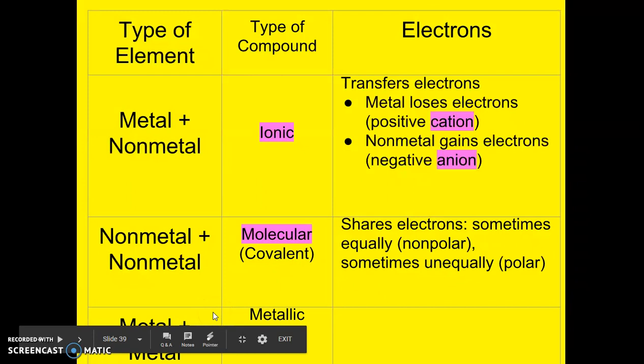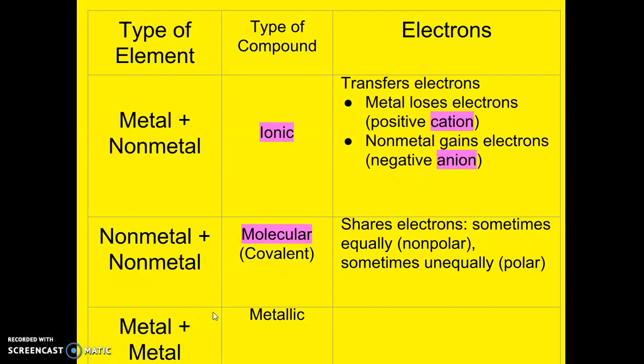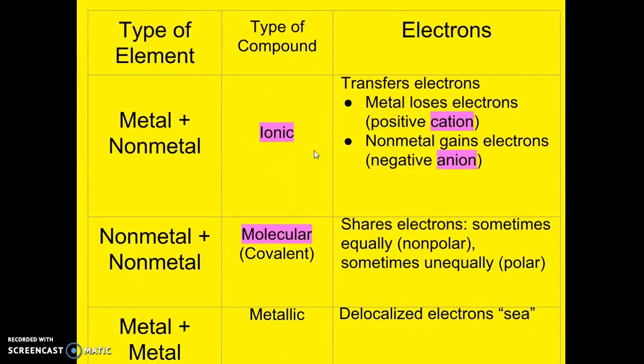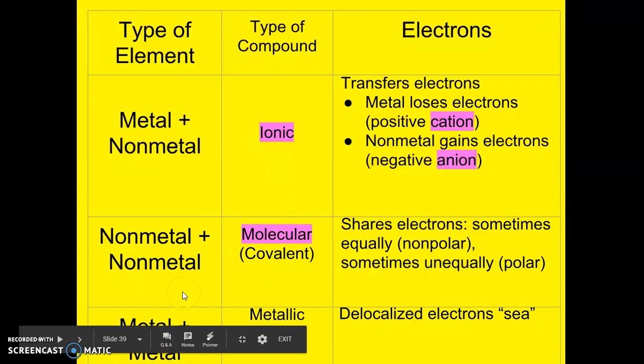Metal bonding to another metal, you get a metallic compound. And with delocalized electrons, you end up with a sea of electrons surrounding both of the metals. This is pretty rare. It doesn't happen very often. So most of the time we associate the types of compounds as ionic and molecular compounds, and that's pretty much the only distinction that we make. Ionic is always a metal bonded to a nonmetal. Molecular is a nonmetal bonded to a nonmetal.